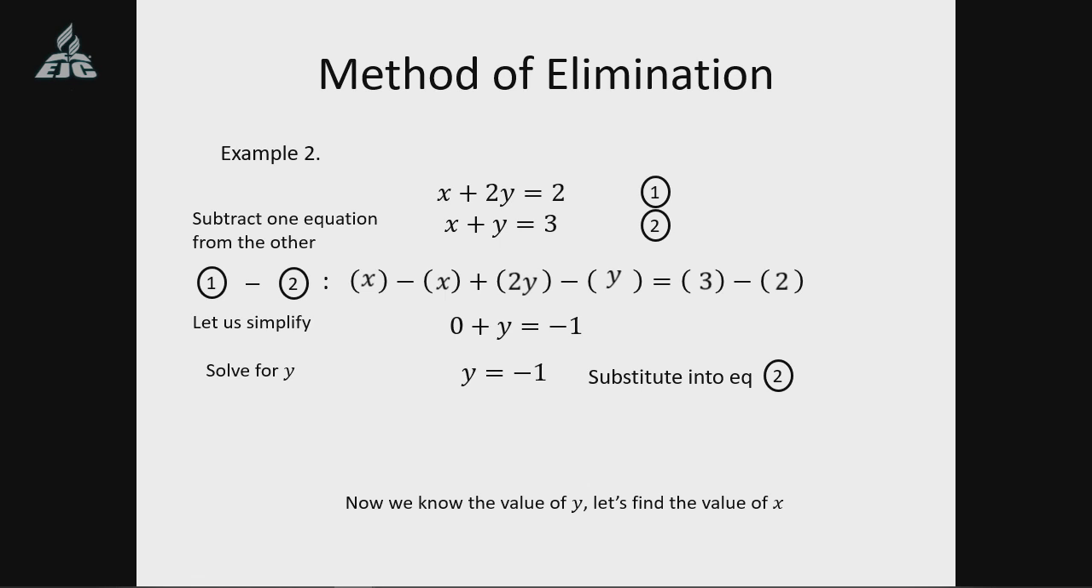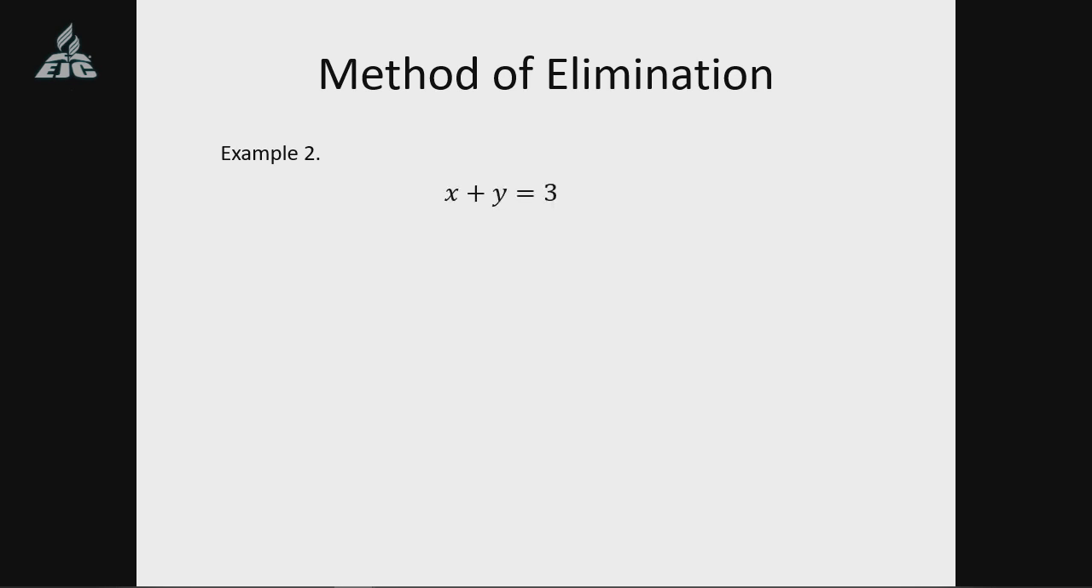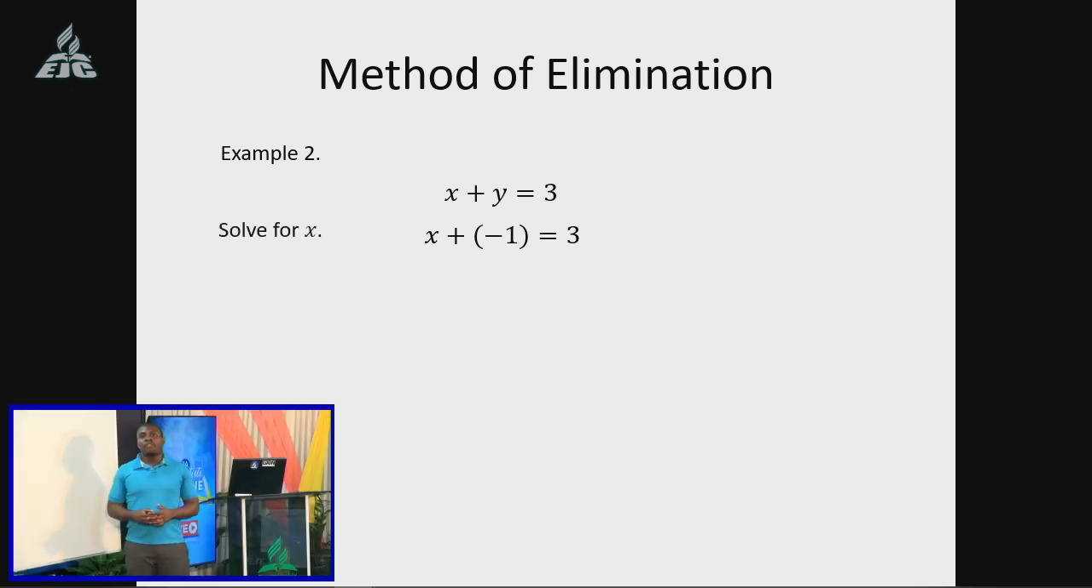So since equation 2 is in its simplest form, it's basically in a simpler form than equation 1, I'm going to choose equation 2 to substitute my value. So equation 2 is written x plus y equals 3. Now we already solved that y is equal to negative 1, so it's basically x plus negative 1 is equal to 3. So we now have a single equation in one single variable, so we can go ahead and solve for x.